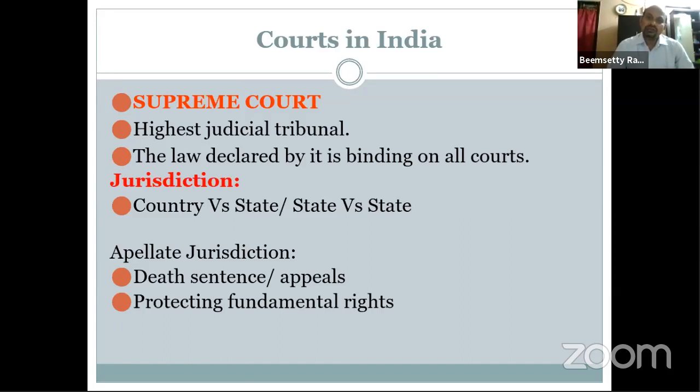Next, protecting the fundamental rights. You might have seen many times that by looking at what is happening in the country, the court will observe. They get information from the media or whatever source. They can initiate a case at any time directly. That we call suo motu.